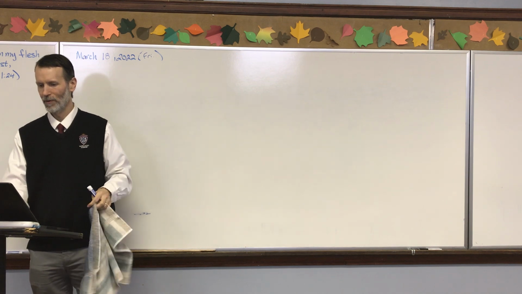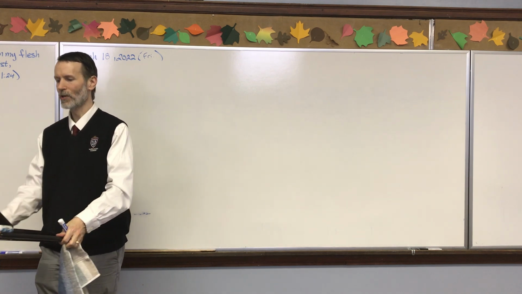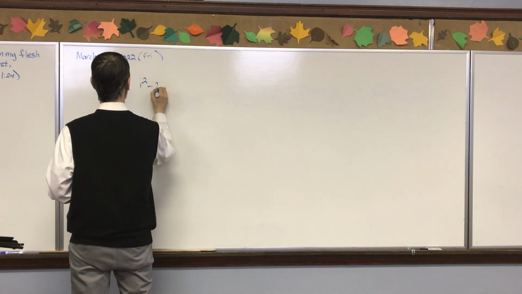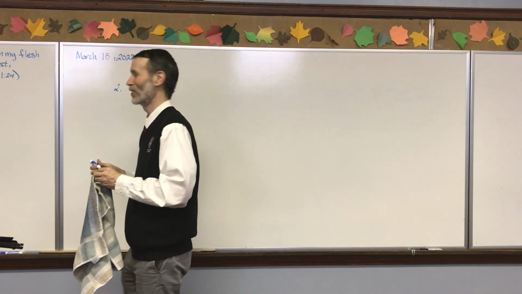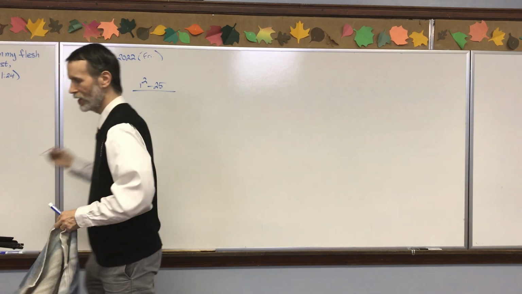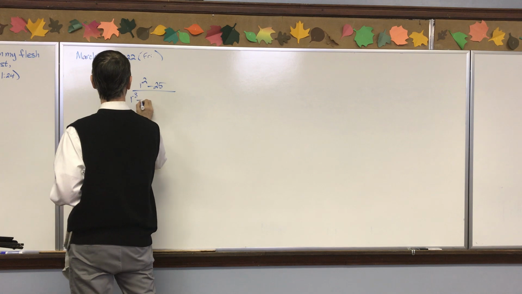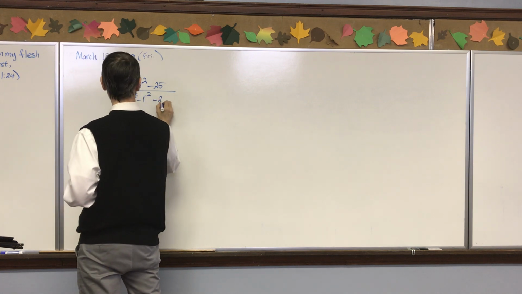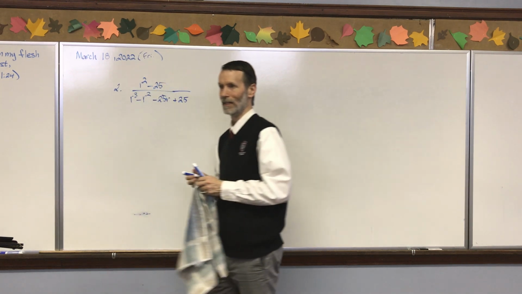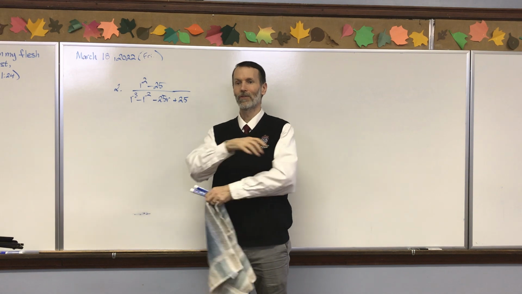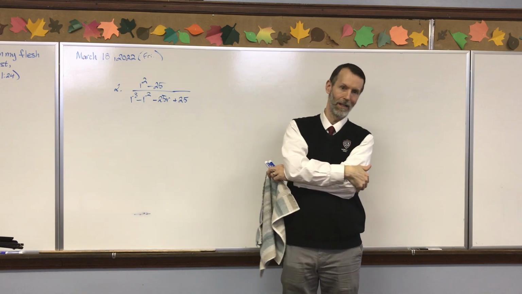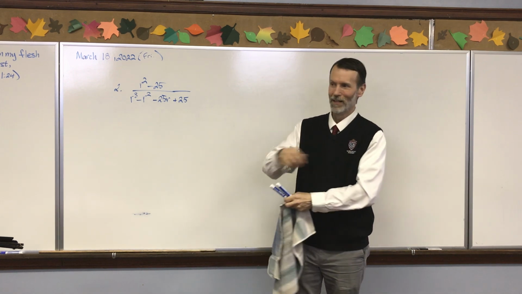Yeah. Let's take a look. Number 2. Page up, if you will. This is just finding the restrictions. R squared minus 25 on the top, and then R cubed minus R squared minus 25R plus 25 on the bottom. People are making extra noise. Friends, I'm up here. I'm waiting.